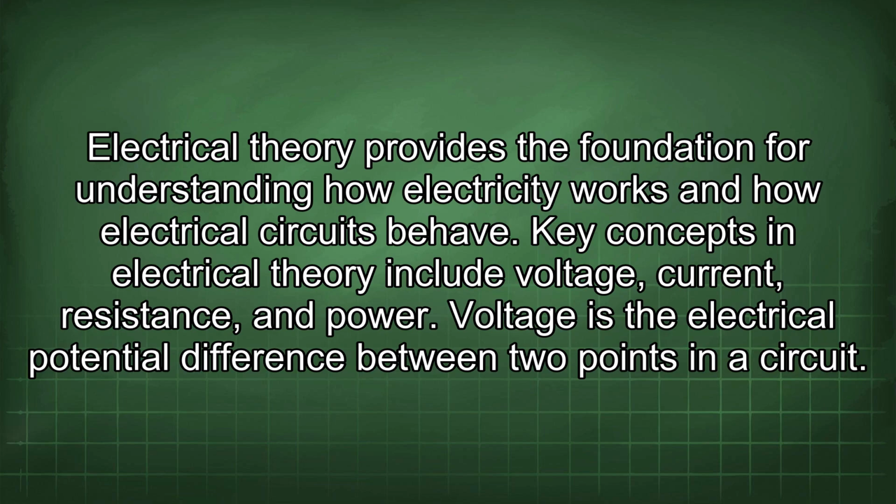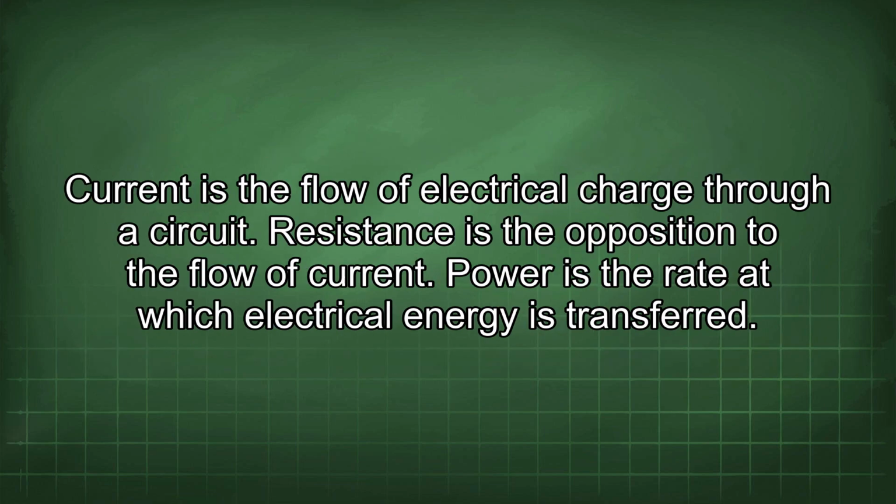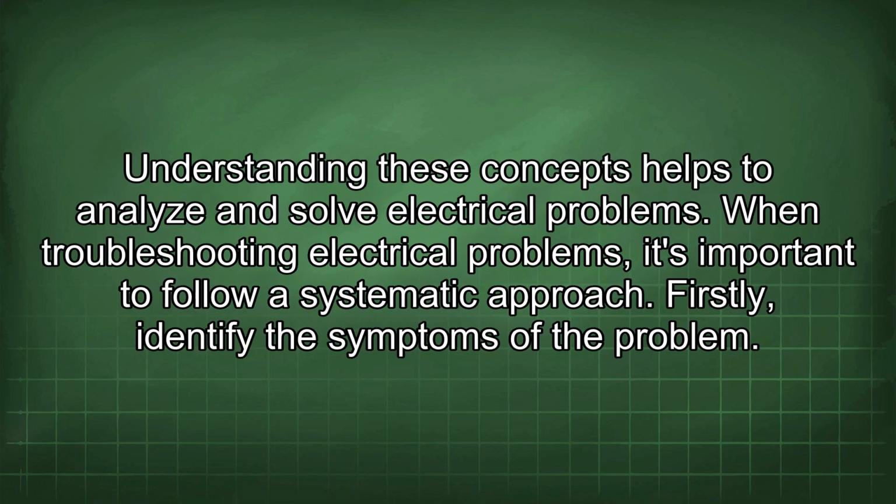Voltage is the electrical potential difference between 2 points in a circuit. Current is the flow of electrical charge through a circuit. Resistance is the opposition to the flow of current. Power is the rate at which electrical energy is transferred. Understanding these concepts helps to analyze and solve electrical problems.